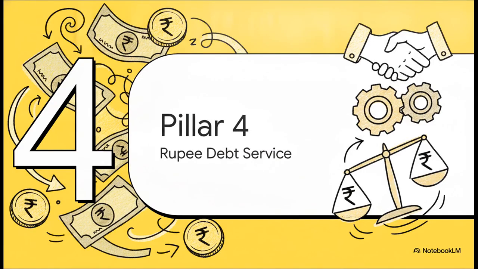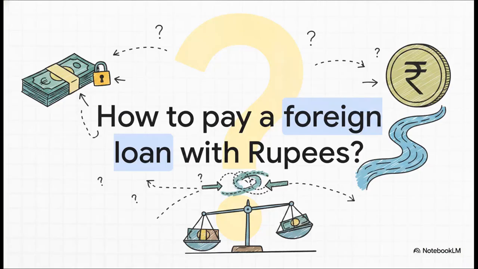All right, let's step into Pillar 4, rupee debt service. Now, here is a curveball for you. How exactly do you pay off a foreign loan using domestic rupees? I mean, in international finance, borrowing usually means you have to settle the debt in foreign currency, right? So how does this specific pillar even work?